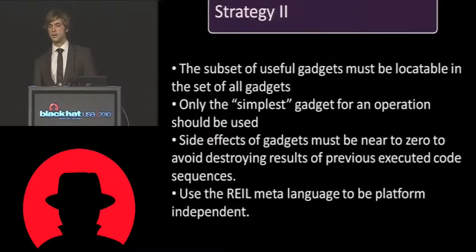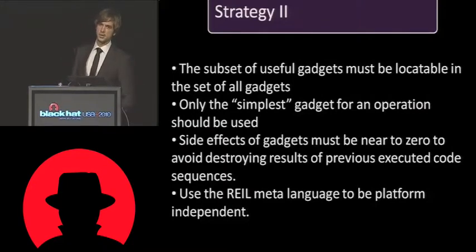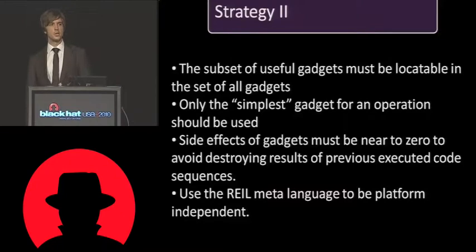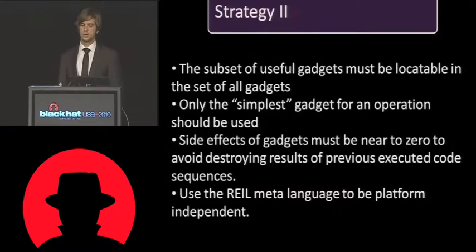Also, we need to locate useful gadgets. As I already mentioned, most of the gadgets have side effects. We need to use only useful gadgets in the set of all possible instruction sequences which are available in the binary. Therefore, we select only the simplest ones, because we want to avoid the problem that, given an instruction sequence provides a useful operation for us, like an addition of 2 registers, it also does other calculations or performs memory reads or writes, so that the results of previously executed instruction sequences, which we intended to keep, will be overwritten.